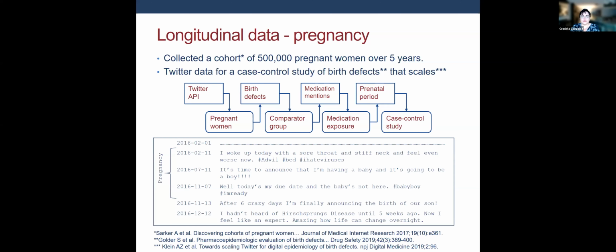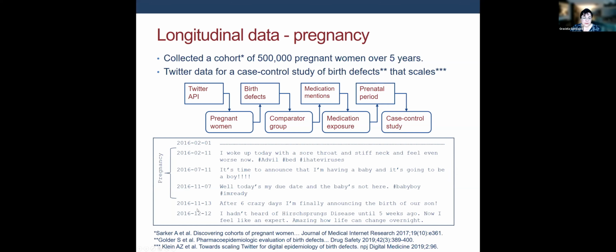That single tweet also tells us the gender, that it's going to be a boy. So we have some information, but very limited. We have the date when it's announced. That doesn't tell us much. All it does is allow us to add this user to our cohort. And then we go collect all the publicly available tweets by the same user.